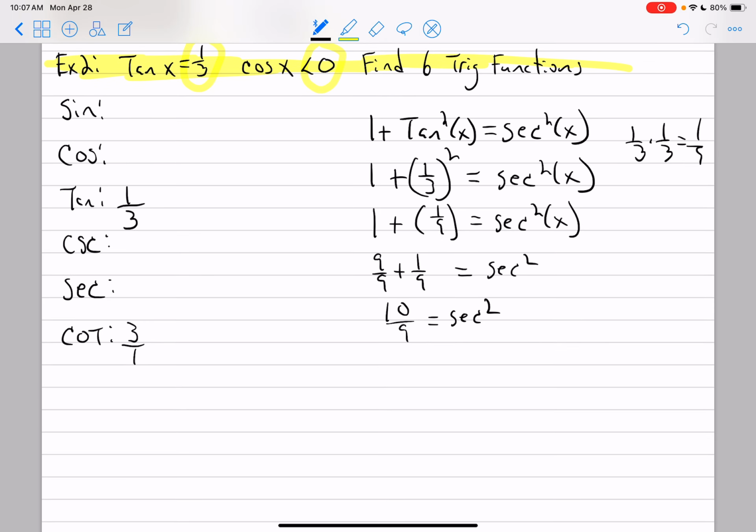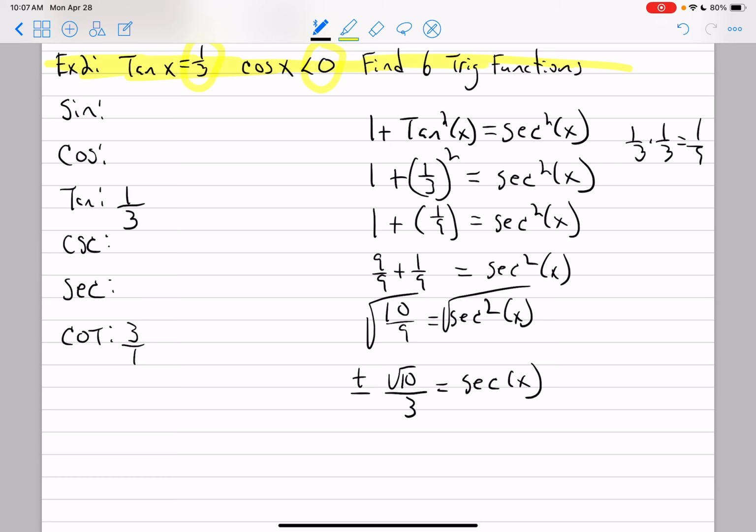But I don't want to know secant squared. I want to know secant. Don't forget that. So I'm going to take the square root on both sides, and I get root 10 over 3 equals secant of x. Now remember, I have to decide, is this the positive version or the negative version?